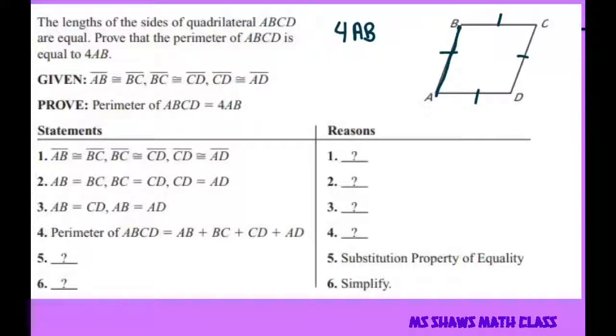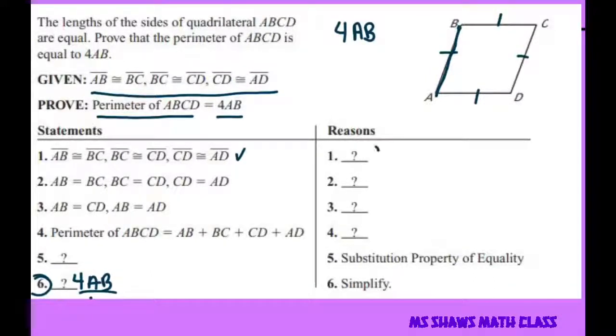So it's given that they're all congruent. So there's that. And we want to prove that the perimeter of ABCD is 4AB. So what we want on this last line is 4AB. That last line is always your final proof, and the first line is always your given. And then we have to work out the middle.